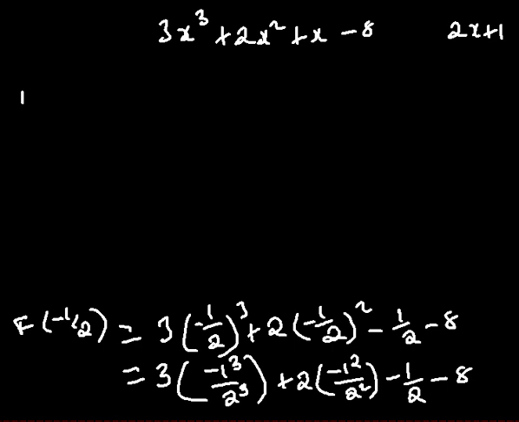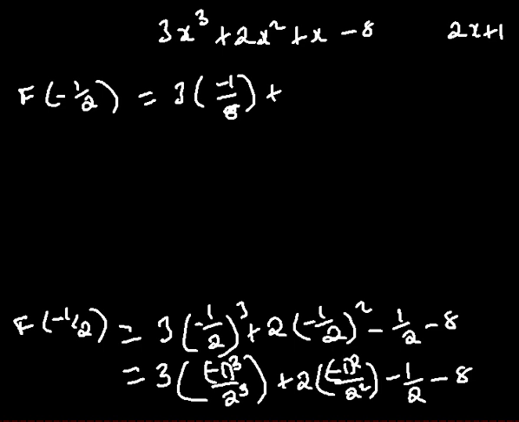In this case, f of negative half is given as, what is negative 1 to the power 3? It's the same as negative 1. So we have negative 1 divided by, what is 2 to the power 3? That is 8. And plus, what is negative 1 to the power 2? By the way, we should include the brackets whenever we operate this, to avoid getting the wrong answer. So we have 2 times 1 over 4, minus half, minus 8.